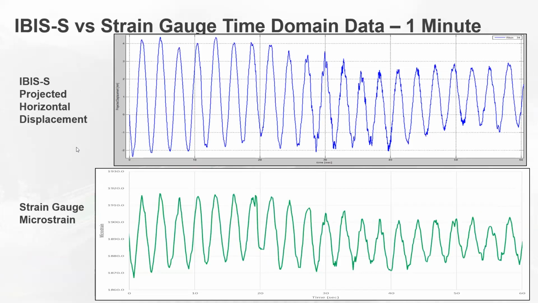So looking at the same data over a 1-minute period, again, you can tell they compare very well. You can see similar features. For instance, this peak is a little less strong, and then with a stronger peak following. So we could really line these up with events in the vibration of the tower and compare that exact same time occurring between the displacement and the microstrain.